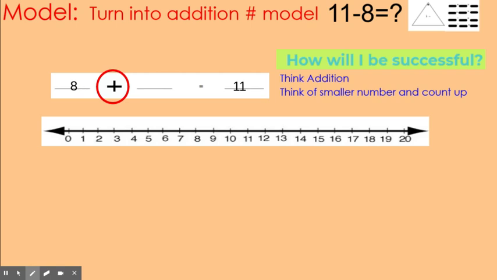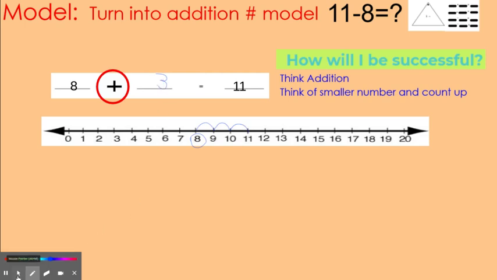I'm going to start with the smaller number 8, so I'm going to find that on my number line. I'm going to circle the number 8. And I'm going to stop when I land on the number 11, okay? So I'm going to record my counting by drawing the hops on the number line. So there is 1, 2, 3. So I'm going to fill in 3.